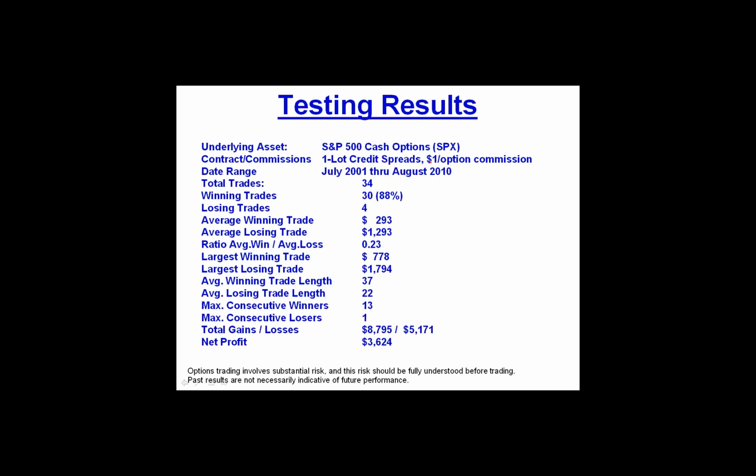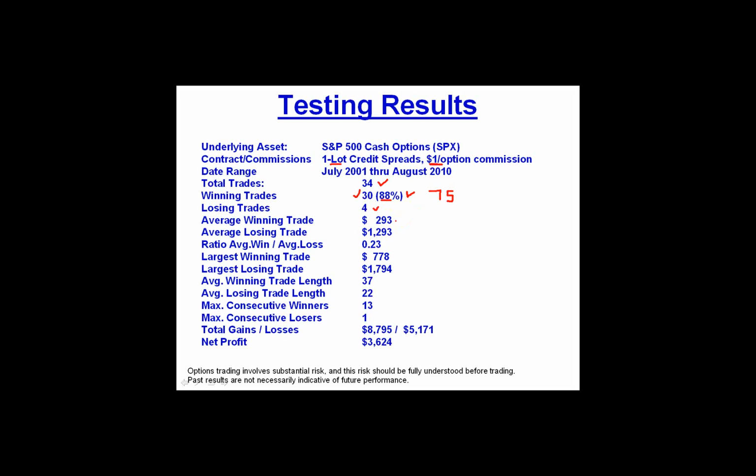Okay, I'm using $1 option commissions, $1 per contract. I was trading just one lot spreads there, 50-point spreads using one lots. 34 total trades, 30 were winners, that's 88%. That's the key statistic. Remember, we were trying to beat 75. And so 88 is higher than 75, so we see that there is a trading edge there. Okay, not too bad. Four losing trades.